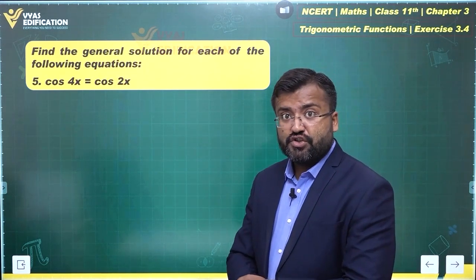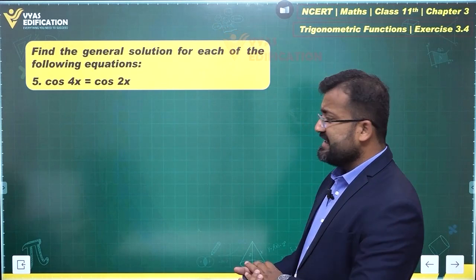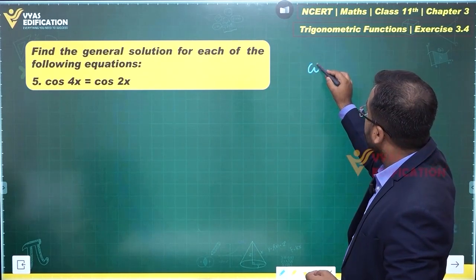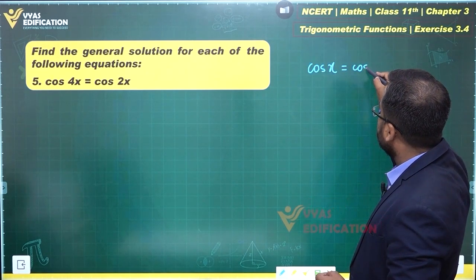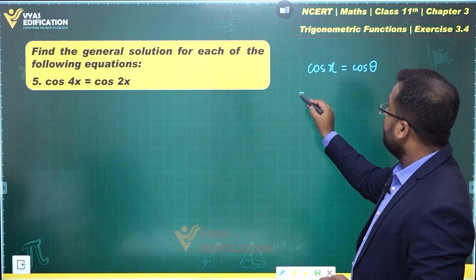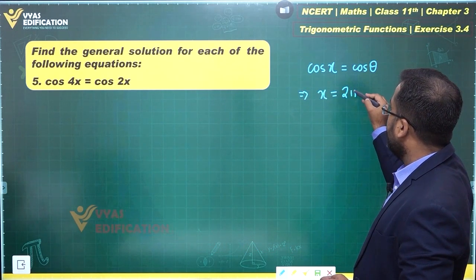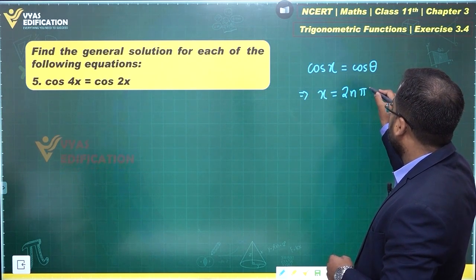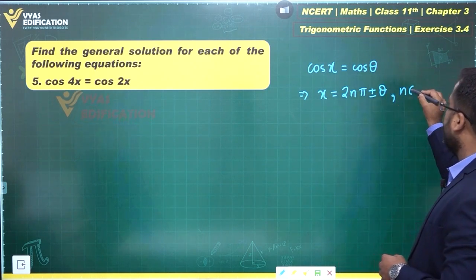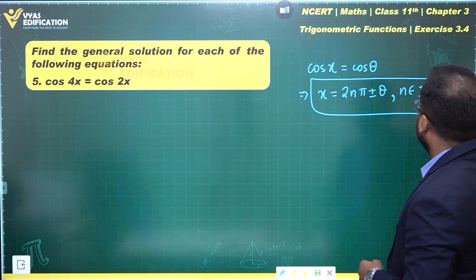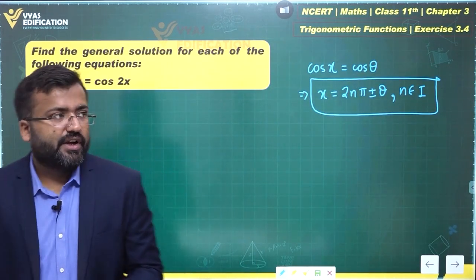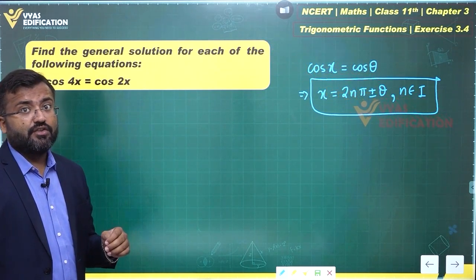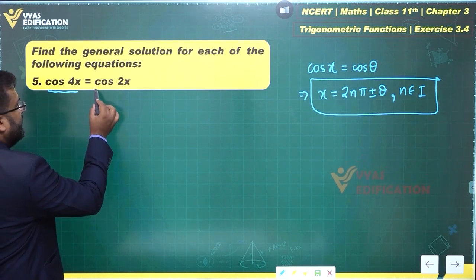Cos 4x equals cos 2x. Now, one of the simple approaches of handling this is, take a look. We know that cos x equals cos theta can be solved by writing x equals 2n pi plus minus theta, where n belongs to integer, right? This is something that we know, right? So can we use this idea for solving this question? Yes, we can use this idea. This is cos of one angle equals cos of another angle.